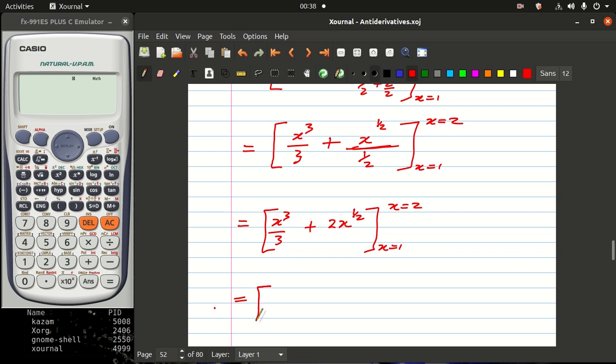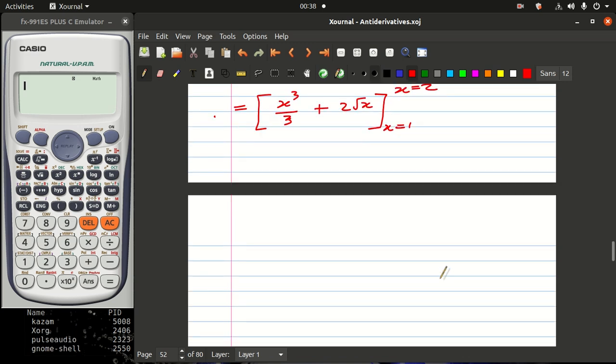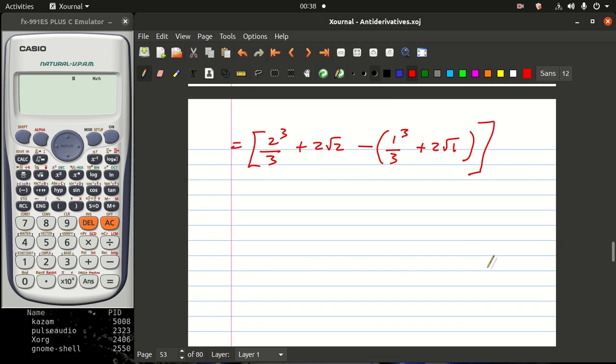If you proceed here, you will find that you have x raised to 3 over 3, plus 2 root x, with x equal to 1 and x equal to 2, and then we can start evaluating. For the first part we plug in 2, so we have 2 raised to 3 divided by 3 plus 2 square root 2, minus, open brackets, 1 cubed divided by 3 plus 2 times square root 1, close brackets.